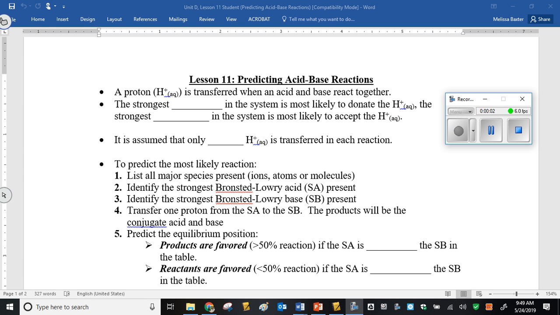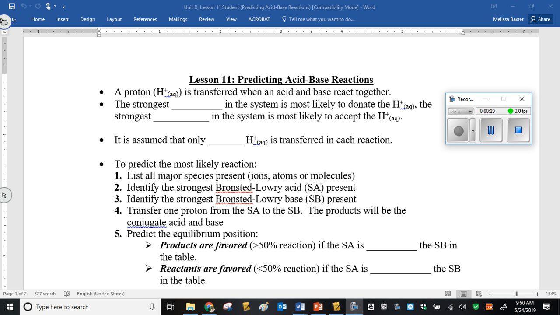Okay, so there's relatively little for us to fill in terms of notes for this lesson, but I do want to say something before we start. If we look at this lesson and the steps that we're going to go through, and then you go back to Unit B and look at Lesson 4 where I told you how to predict redox reactions, these are basically the same steps. I've just replaced oxidizing agent with acid and reducing agent with base, but it's the same general principle.